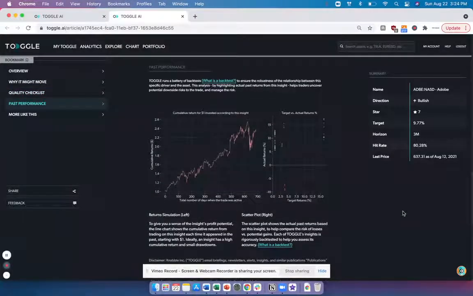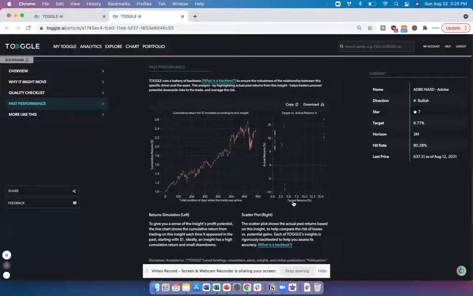Continuing on, these 2 graphs show the backtesting returns. The first graph on the left shows how $1 would have grown following all the insights previously generated by the system. The aim is for the insights to have a high cumulative return and small drawdown. On the right, this scatter plot shows the relationship between what Toggle predicted and what actually happened. As you can see, the target return is on the x-axis and the actual return on the y-axis.